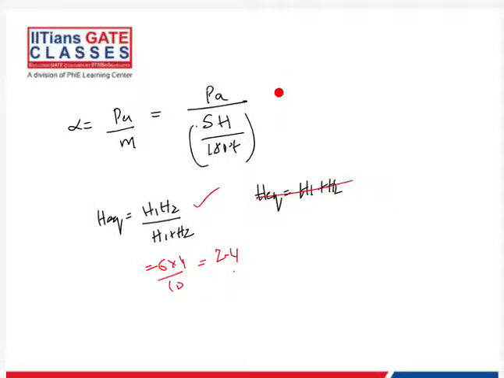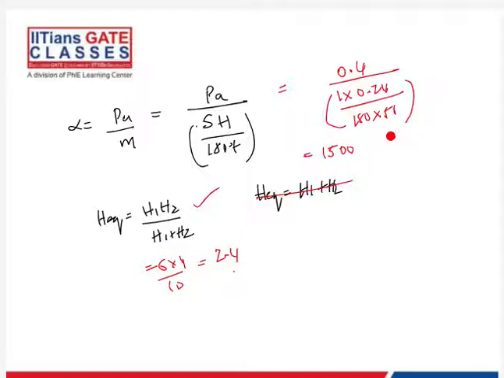So if you substitute that value, it is 0.4 divided by 1 into 2.4 divided by 180 into 50. If you do this, you will get 1900 electrical degrees per second square. Now, yeah, 2.4, yeah, my bad.